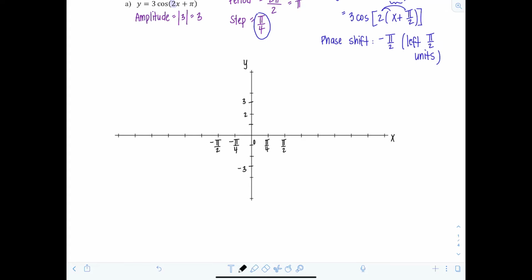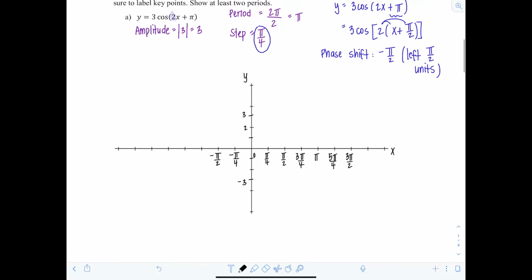So adding another pi over 4 to pi over 2, that would be 3 pi over 4. Adding another pi over 4, we're at pi. 5 pi over 4. 3 pi over 2. So now I have 1, 2, 3, 4, 5, 6, 7, 8, 9 points. 9 points is 2 cycles. All right, and then now we're ready to graph.